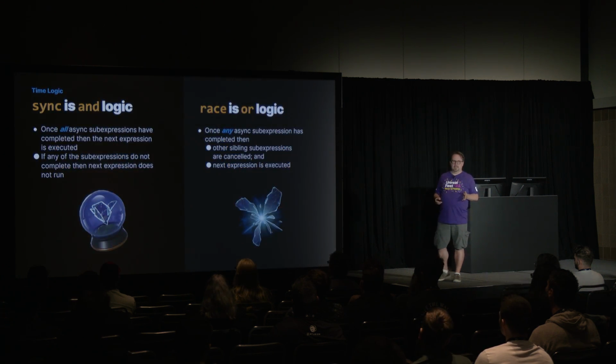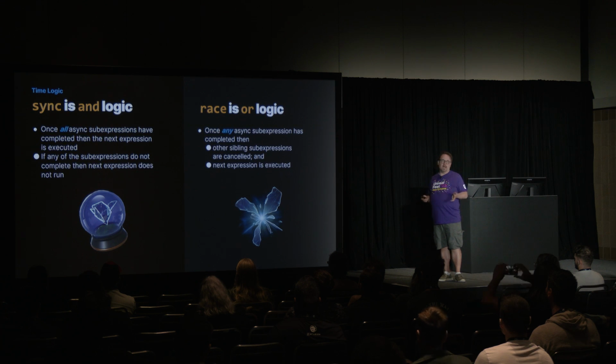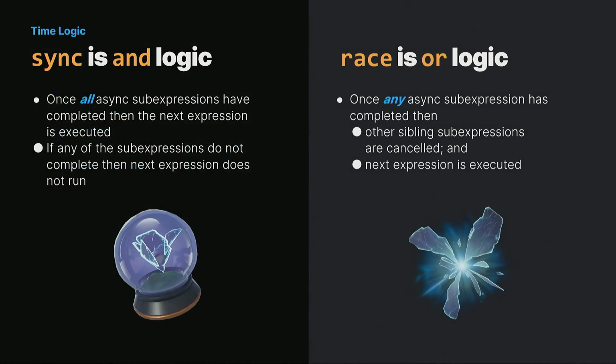So like I say, doing time in Verse is basically just like logic with Boolean trues and falses, but with time. So with a sync expression, it's just like an AND. If you have a whole bunch of different things that are happening over time, it will not go to the next expression unless each one of them completes. They're all true. They all succeed. And then it will go to the next line.